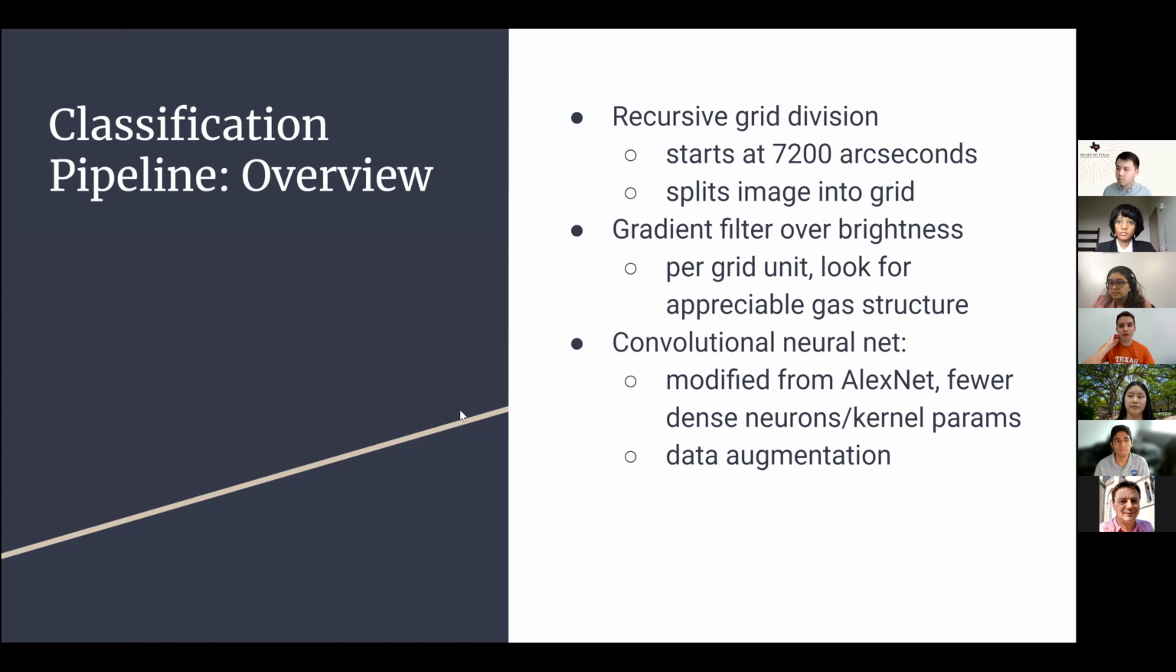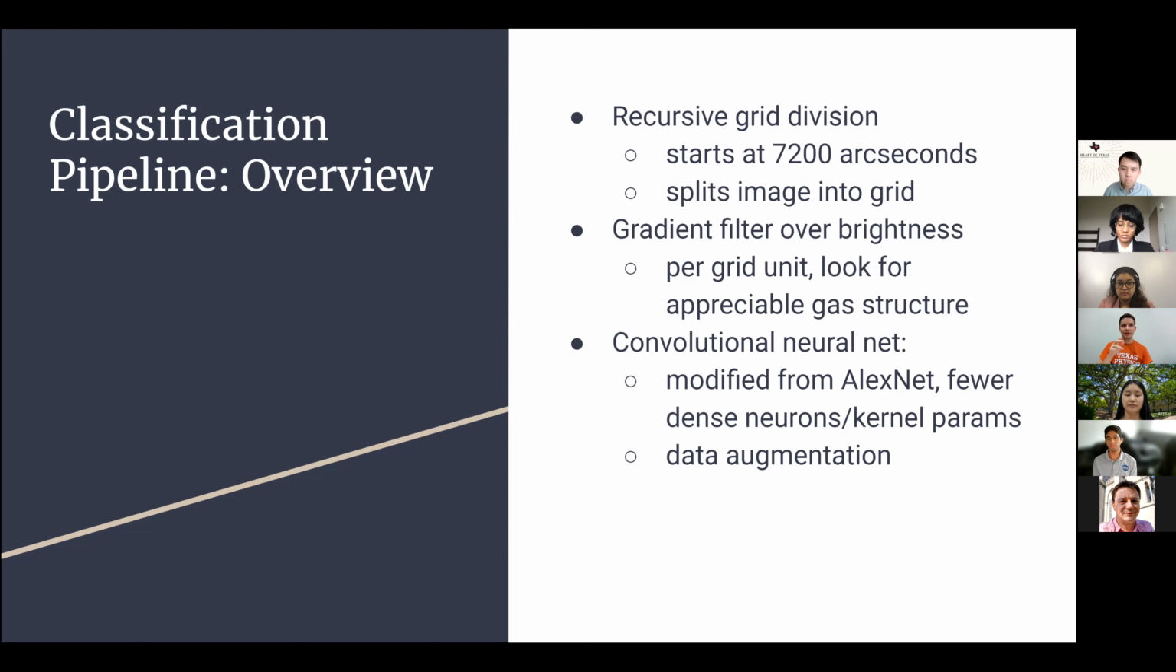So, an overview of the pipeline. What we do with the actual pipeline, a general overview of it, is we outline a stamp in the sky, which is around 7,200 arc seconds in length. So it's a square with sides 7,200 by 7,200. We pull the square images from the IRSA database. We feed these images through a gradient filter, which I'll talk about in a minute.